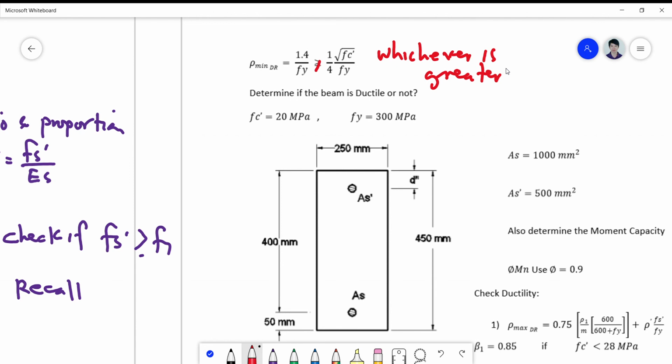Okay, so on the next video I will be showing you a problem on doubly reinforced beams.